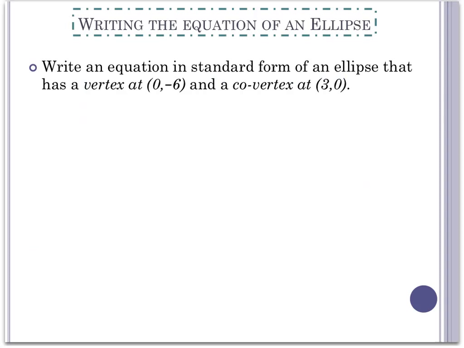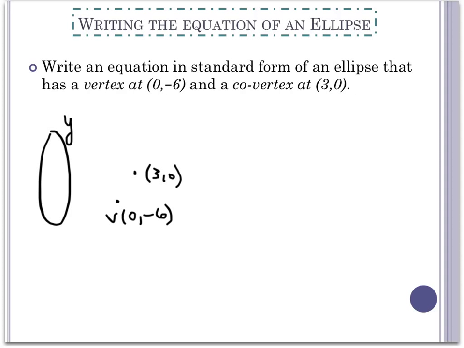So we want to write the equation in standard form of an ellipse that has a vertex at (0, -6) and a co-vertex at (3, 0). Because my vertex is located on the y-axis, that means it's going to be a vertical ellipse, and a is going to be 6, and b is going to be 3. So remember, a is always your vertex, and b is always your co-vertex.